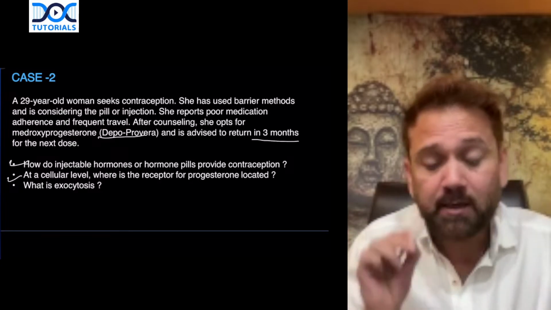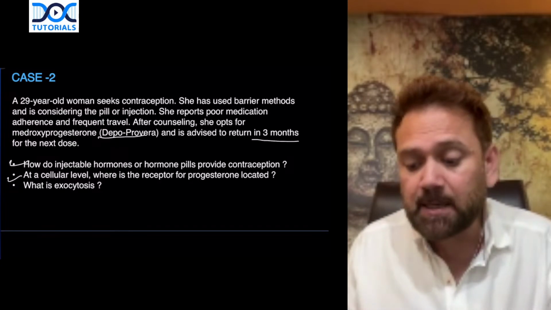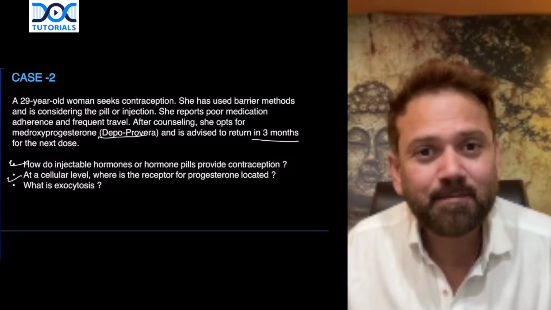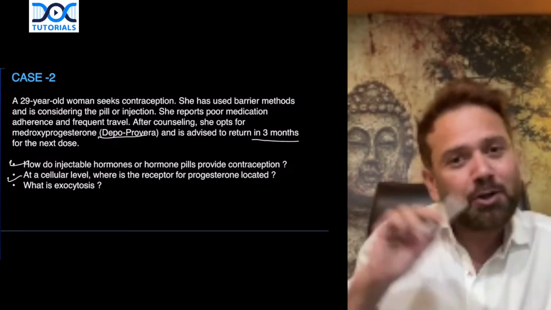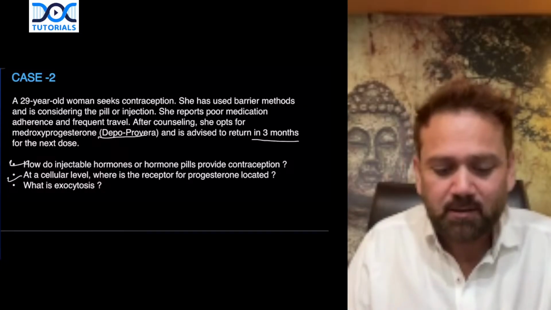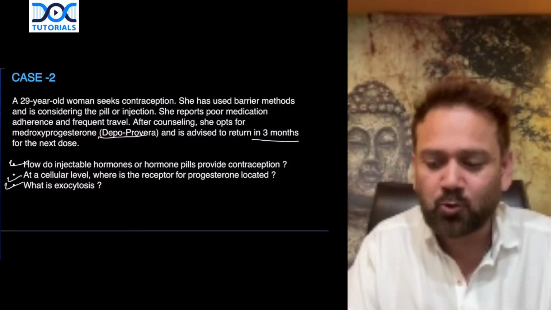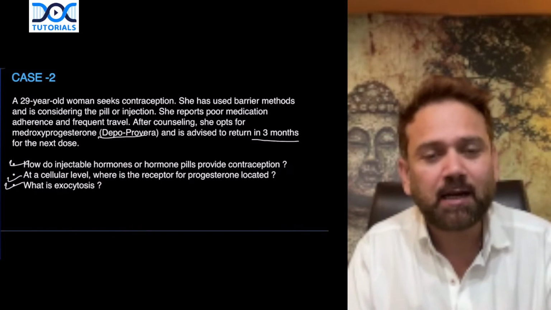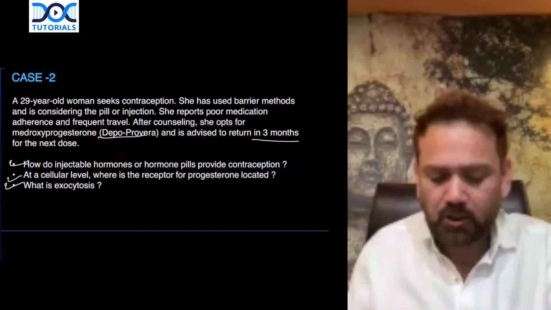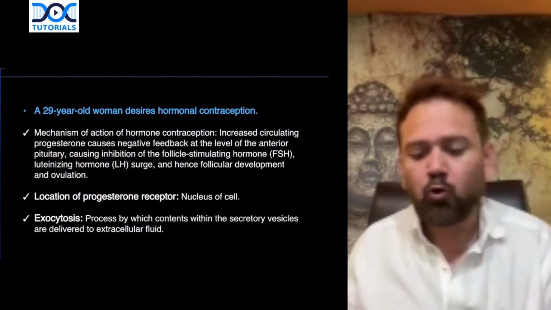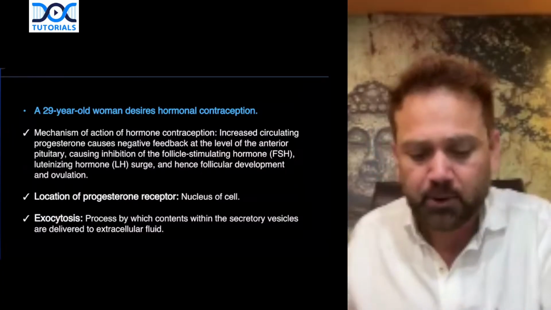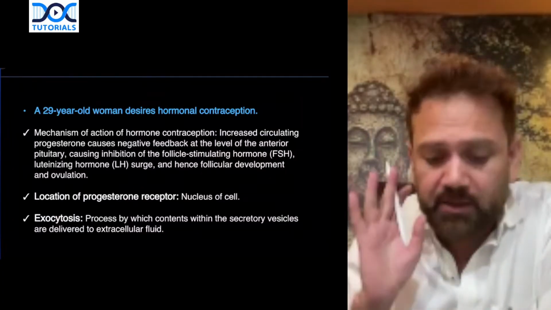At a cellular level, where is the receptor for progesterone blocked? Cell membrane or nucleus? Okay. Third, what is exocytosis? Three questions are asked. They are mainly from again general physiology. See, a 29-year-old woman desires hormonal contraceptive. What we have suggested, DMPA injection.